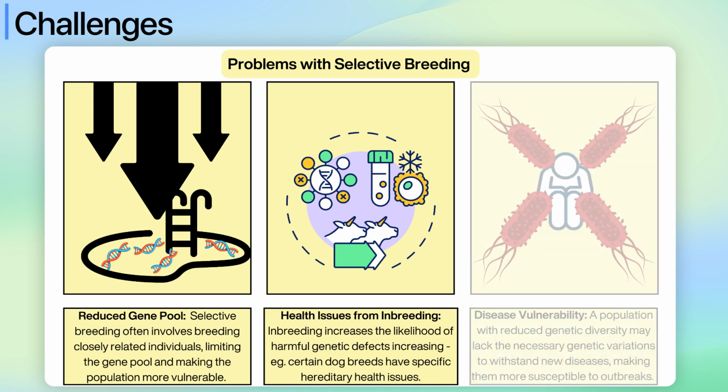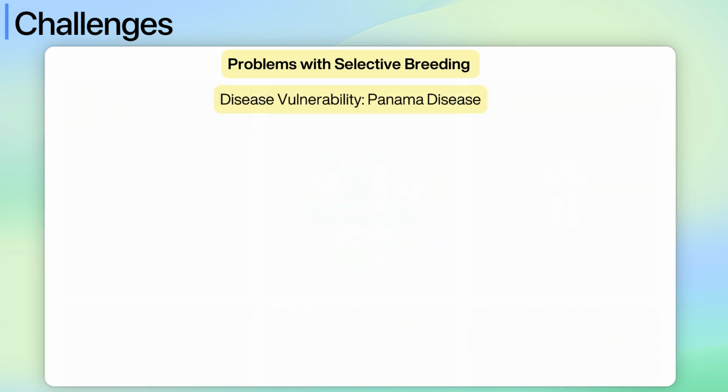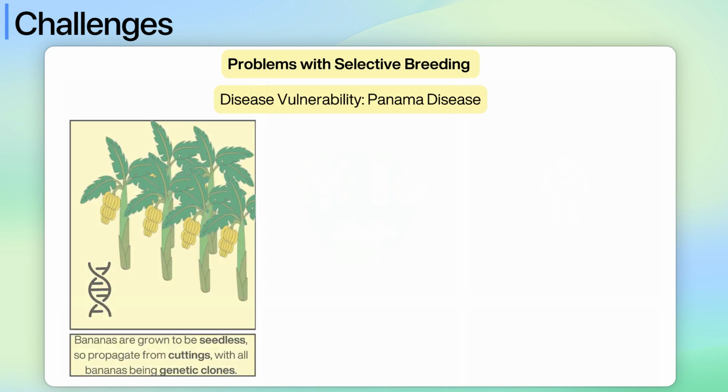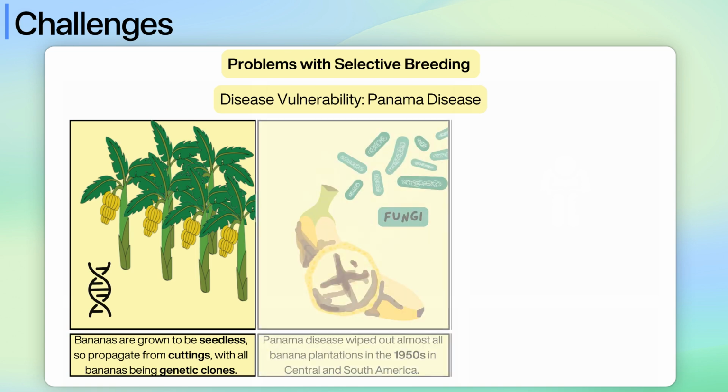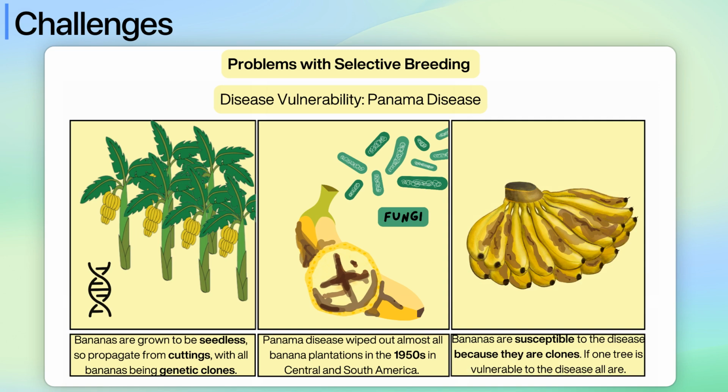In addition, a population with reduced genetic diversity may lack the necessary genetic variations to withstand new diseases, making them more susceptible to outbreaks. Let's look at an example of disease susceptibility, the Panama disease, which affected bananas. Bananas are grown to be seedless, so they propagate from cuttings, with all bananas being genetic clones. But in the 1950s, a deadly strain of fungus, Panama disease, wiped out almost all banana plantations in Central and South America. Despite the best efforts of growers, this most flavorful of fruits became virtually extinct. As bananas are clones, there's little resistance to disease, and a single pathogen can kill all of a crop.